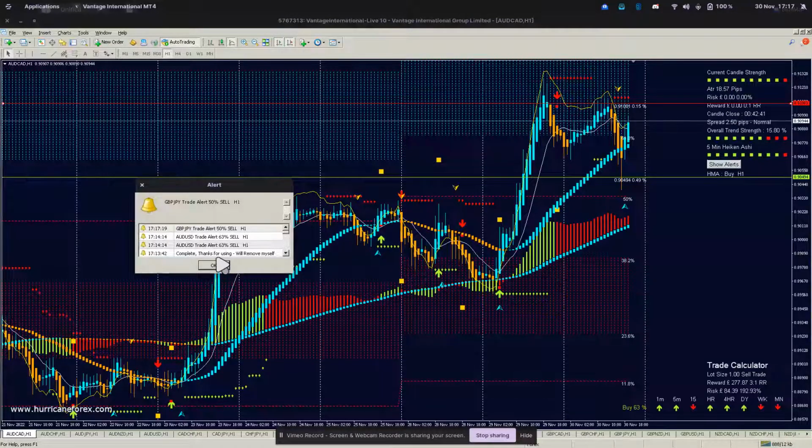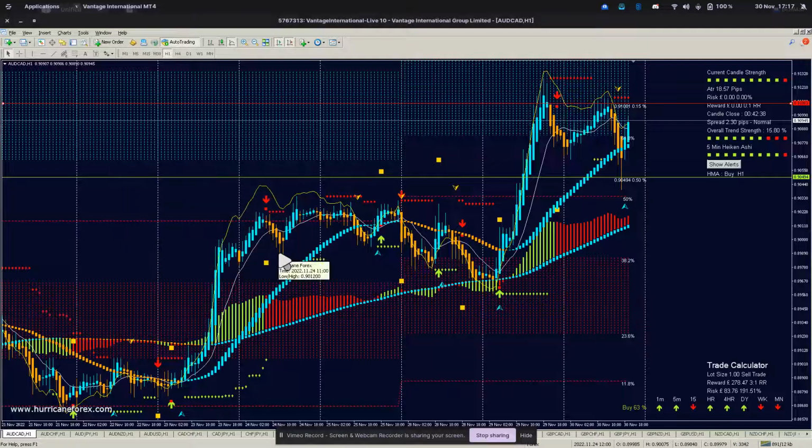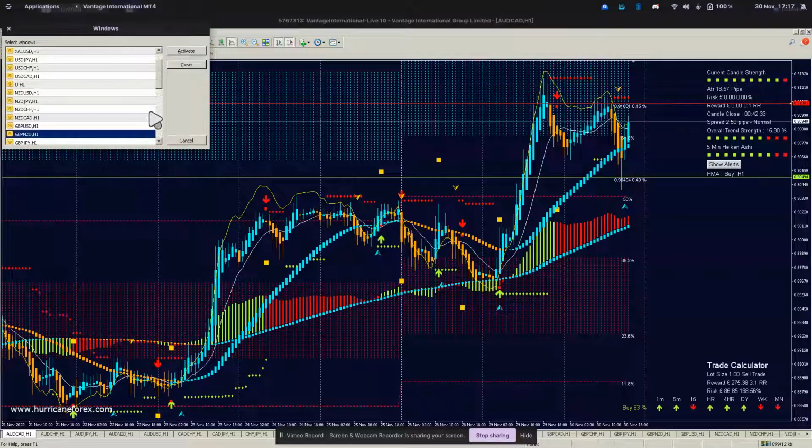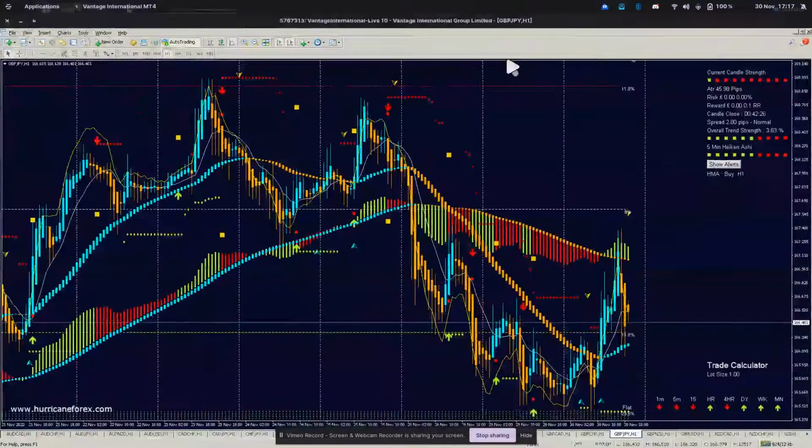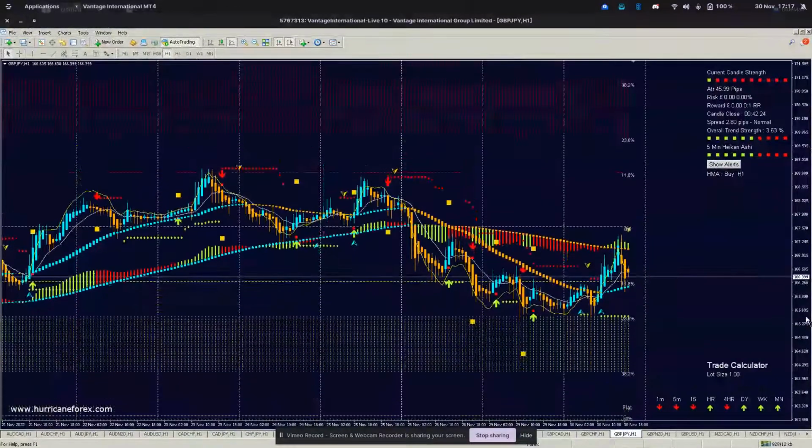There's a trade there. In fact, since that's up, may as well do some live trading. Let's have a look at GBP JPY. I'm going to flip over to that right now. You drag and drop it onto the chart. So let's have a look and see what we're going to do with GBP JPY.